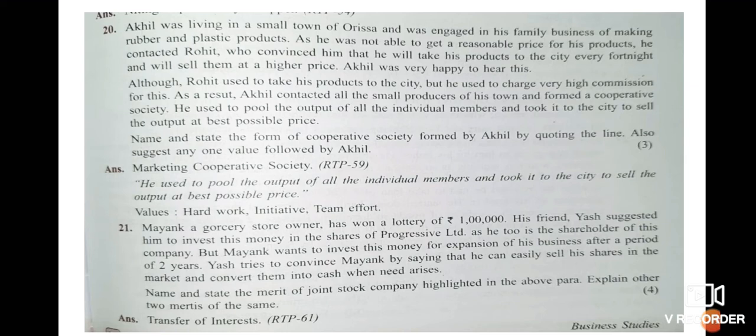Where do you see the quotations? You have to know the specific quotation lines, okay? He used to pool the output of all individual members and took it to the city to sell the output at the best possible price. So this is the quotation for marketing cooperative society. You have 1 mark for finding out what kind of cooperative and 1 mark for the quotation. Next, what is the value? Hard work, initiative, team effort, okay? So values are these.